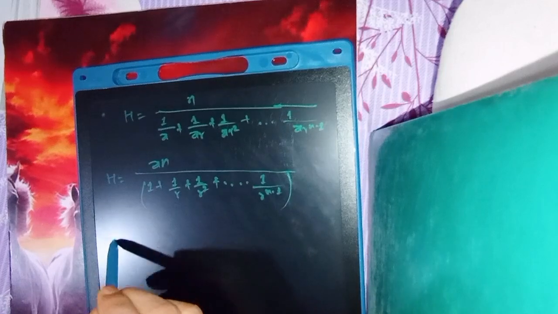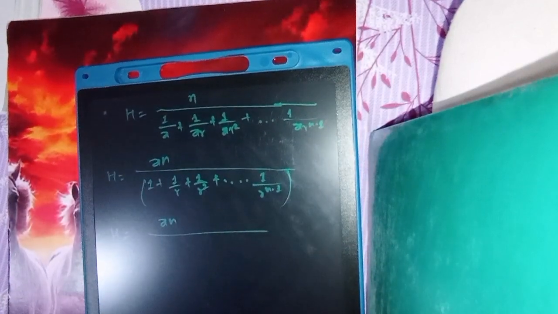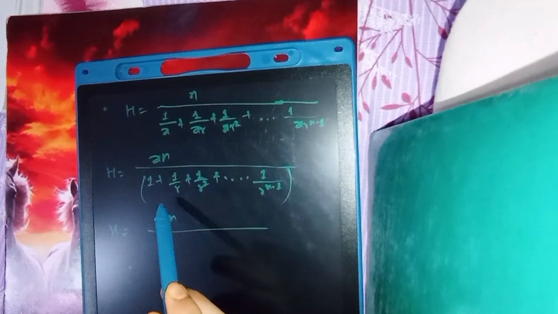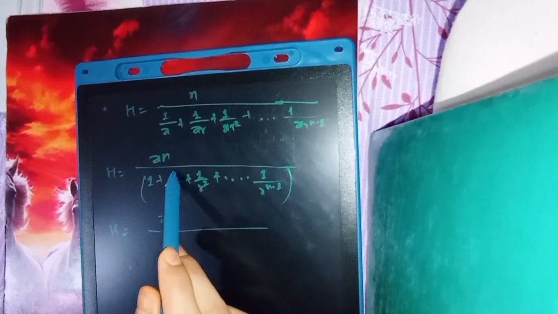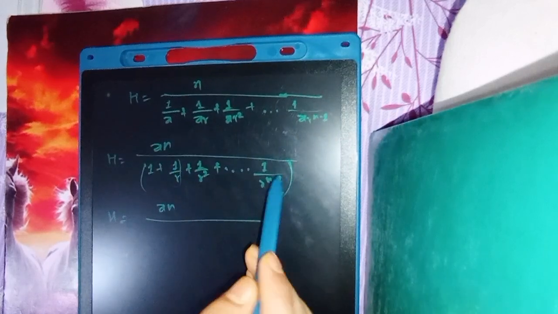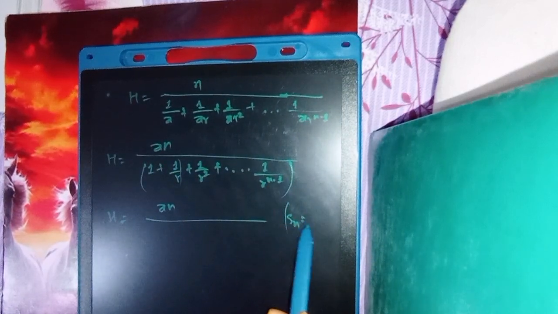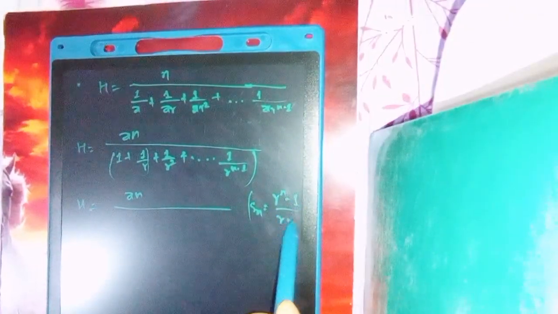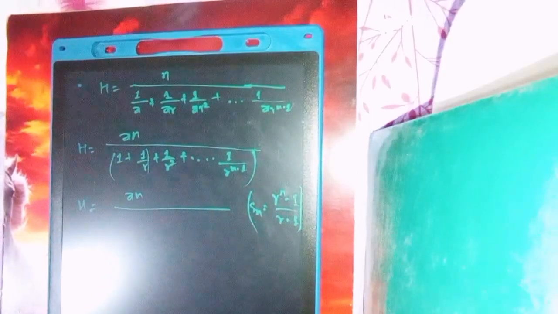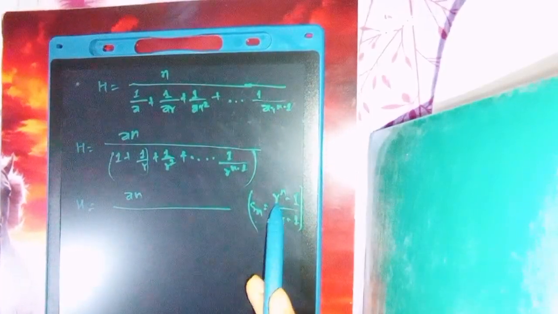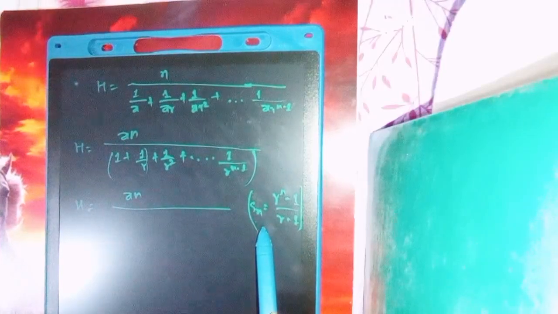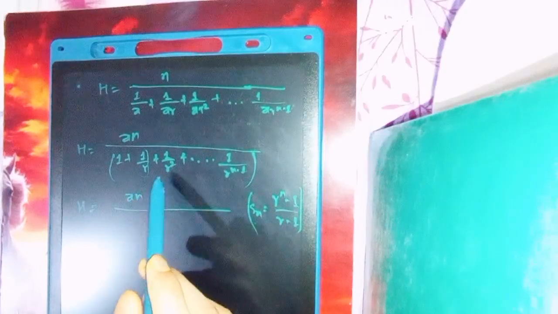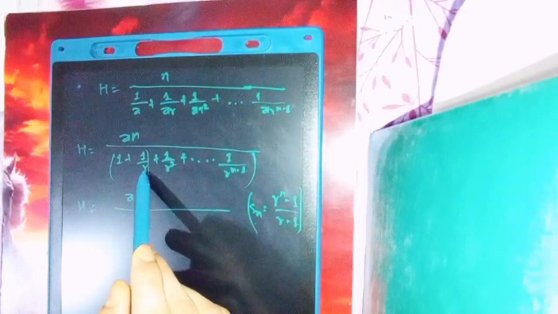So h will be equal to a n by, and we will apply the same rule as we applied in the arithmetic mean, the sum of the geometric series, where now we have put r as 1 by r. The formula was: sum is equal to r power n minus 1 by r minus 1, or 1 minus r power n by 1 minus r. So I now write r power n minus 1 by r minus 1. Now we have to take r as 1 by r, because if you divide one term by the previous one you will get 1 by r.